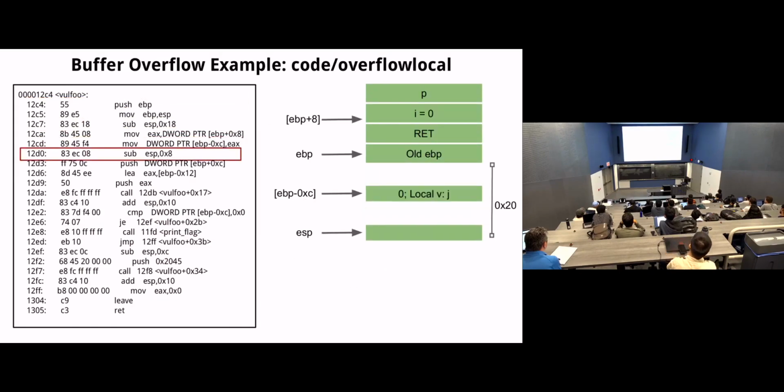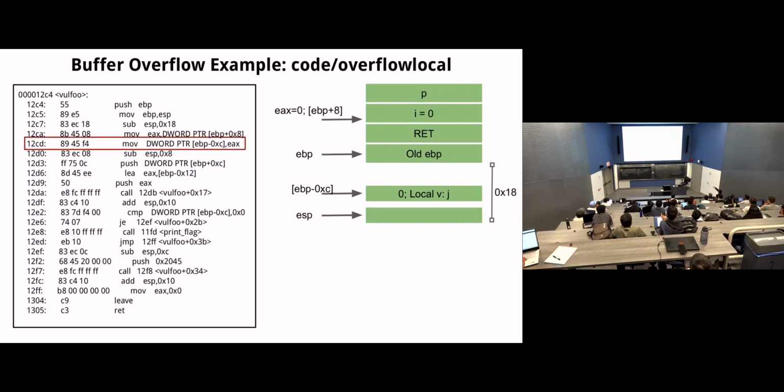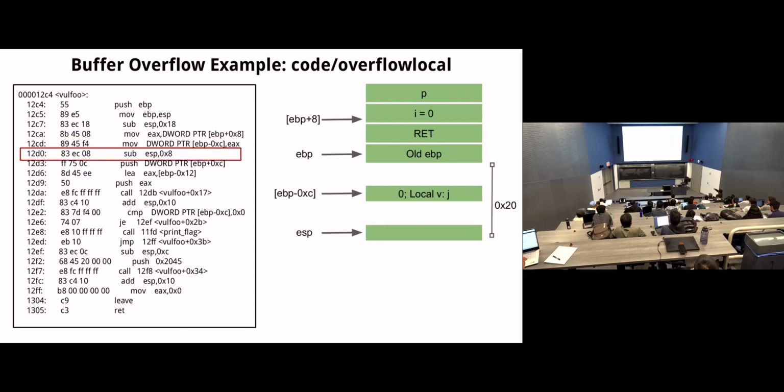After that, we will subtract from ESP further, so we get more space for local variables. But we know that from ESP to the saved EBP is 20, which is 32 bytes. Because previously we had 18 in hex, now we add another 8 in hex. Well, 8 in hex is the same as 8 in decimal. So that would be 32 in decimal, which is 20. So now this part is 32 bytes.